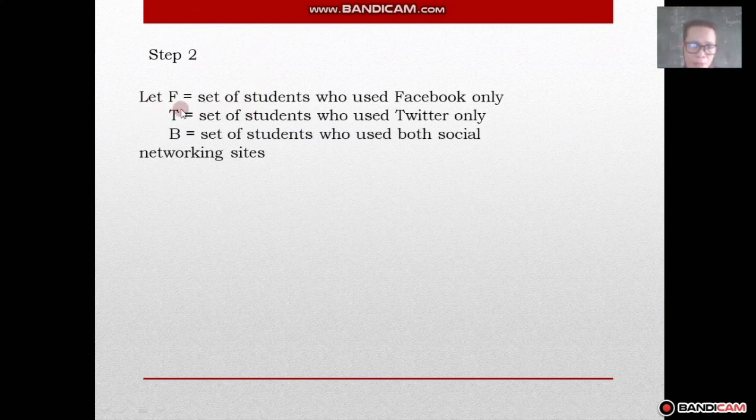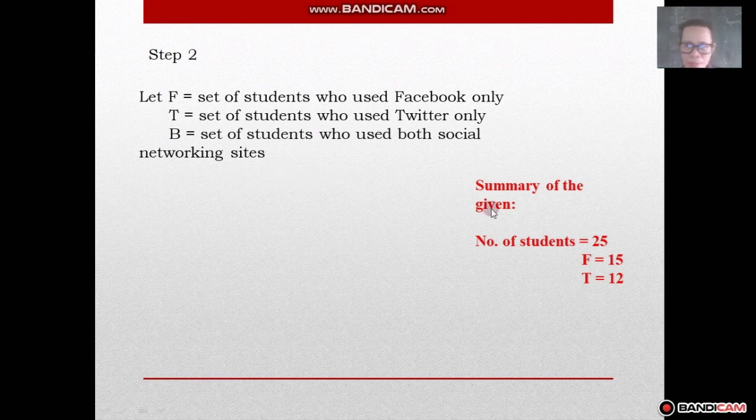But before that, we will assign letters. For example, let F be the set of students who use Facebook only. Then we'll let T be the set of students who use Twitter only. And we'll let B be the set of students who use both social networking sites. Alright, then this is the summary of the given. Total number of students, we have 25. 15 who use Facebook, and 12 who use Twitter. Okay, and for B, this is the total number who use both.